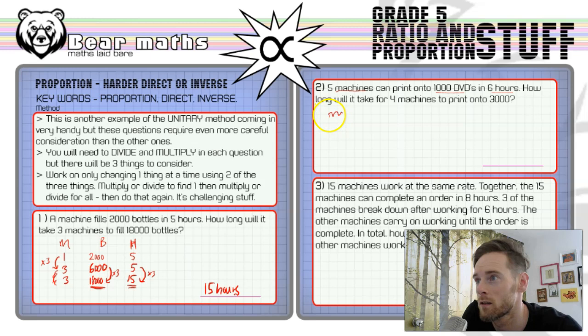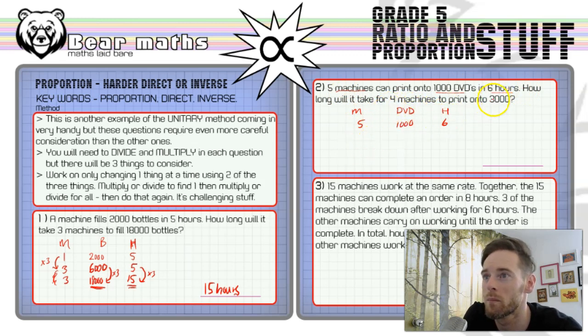So machines, that's an M, DVDs, and hours. I'm not really writing them as ratios, I guess. So machines is 5, then 1,000, and then 6 hours. That's the information from the question. We need to get this number to be a 4 and this number to be 3,000, and then we're going to find out the number of hours it takes.